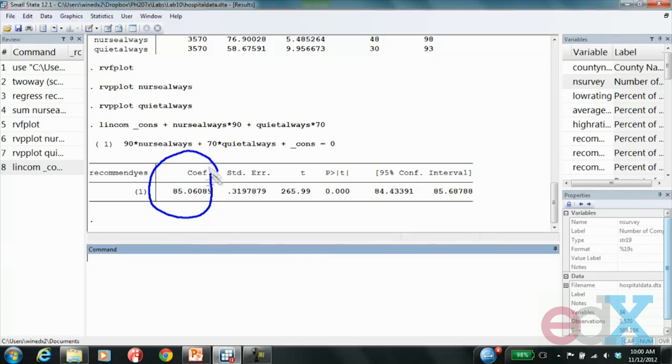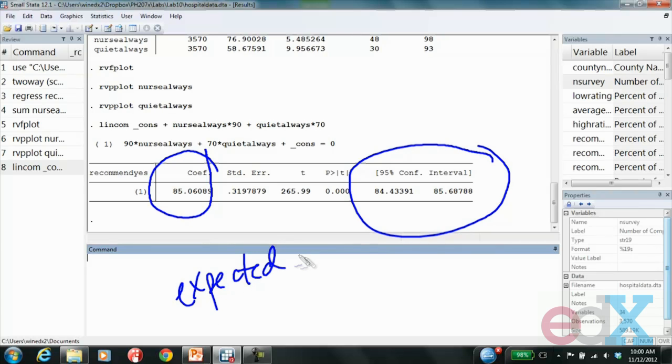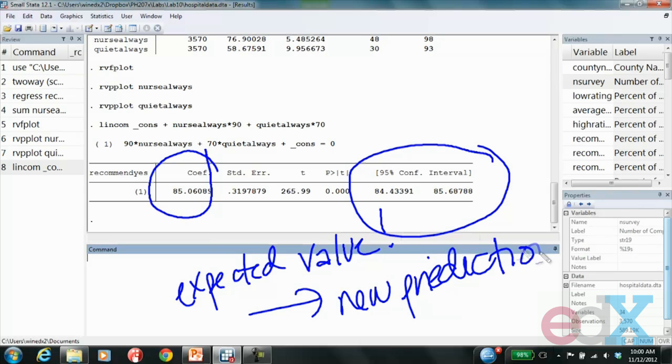Using lincom, I can estimate this expected value, and it's 85.1, and I can obtain a 95% confidence interval for the expected value. Remember, we're dealing with the expected value, or the average. If I wanted to make a new prediction, so if I wanted to predict what I thought the percent of patients who would recommend this hospital would be, remember from the last tutorial, we saw that we can't use this 95% confidence interval.